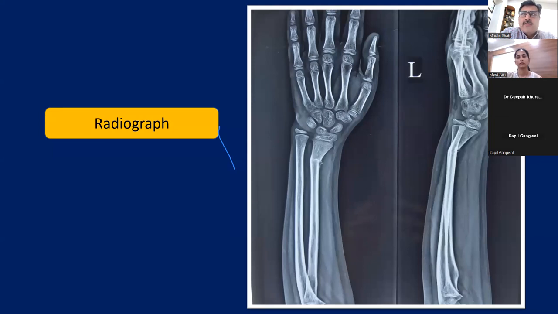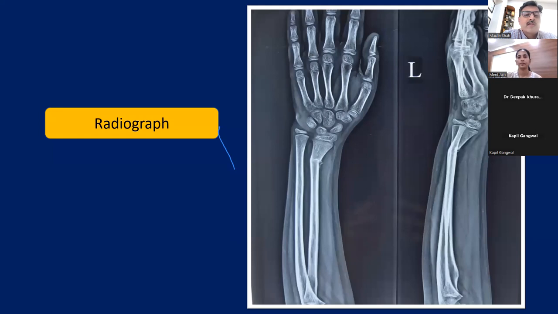But somehow, as the mother told us, the child was kind of hiding the trauma. She was a bit afraid. And after 1 week, they saw that the dorsal bump was increasing, and that's how they came to us after 12 days. So now this is not a fresh injury. This is 12 days old.